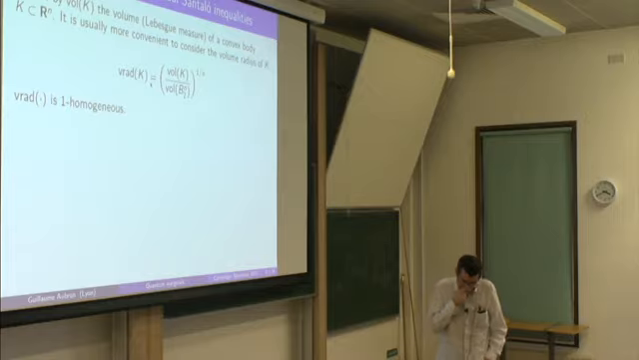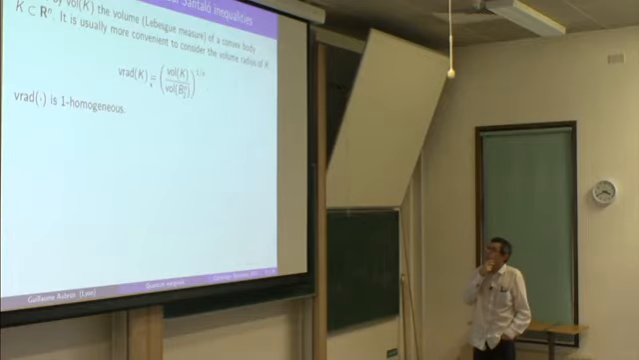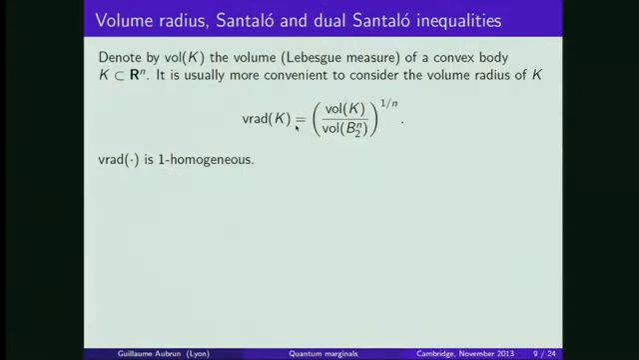Okay, so I will compute volumes of convex bodies. Volume is simply the Lebesgue measure. Now, the Lebesgue measure is n-homogeneous in R^n, so typically quantities scale like powers of n, and it's more convenient to raise everything to the power 1 over n to obtain something which is 1-homogeneous. It's also convenient to look at this quantity Vrad, which we call the volume radius.